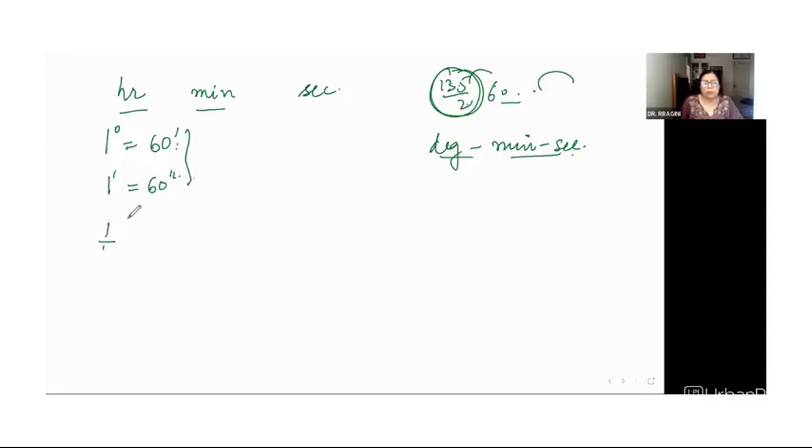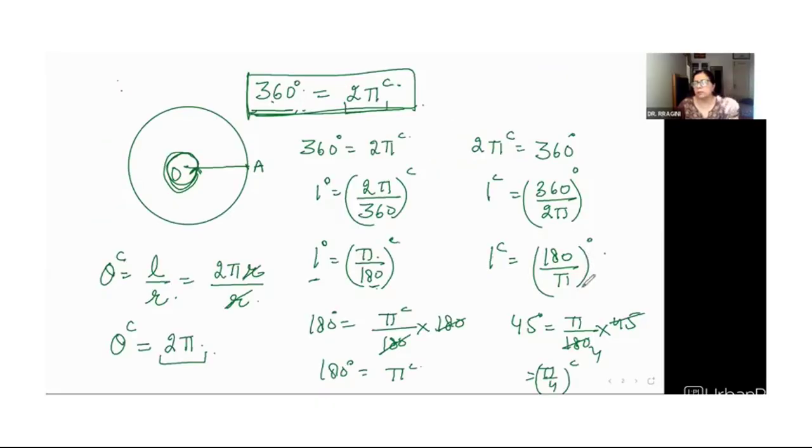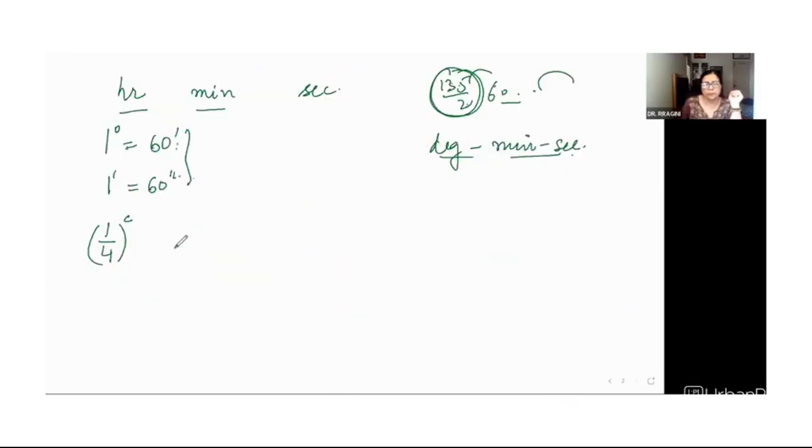Take 1 by 4 radian. How can we convert radian into degrees? To convert radians into degrees, we have to multiply by 180 by pi. That means 1 by 4 into 180 by pi. And this is now converted into degrees. Always put the proper unit so that you are aware of what you are doing.